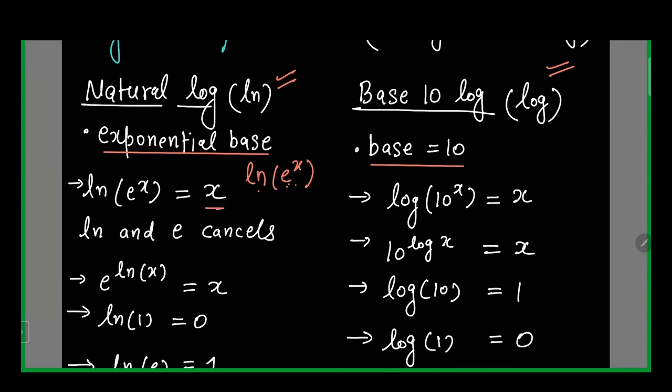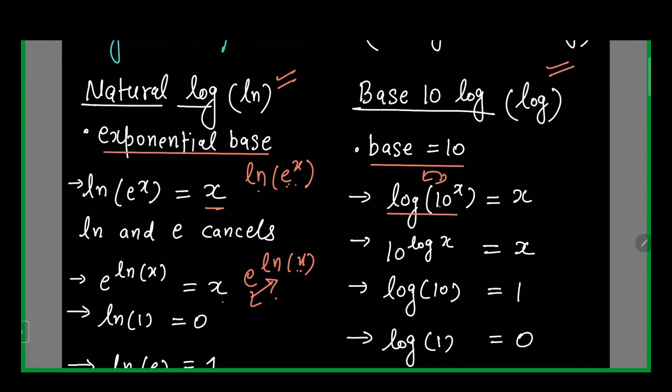You can even do the reverse. If you do e raised to ln x, your e and ln will cancel out and what you will be left with is x. So ln and e cancel each other. Similarly, you can see it in base 10. Now, instead of e, if your base is 10 and you do 10 raised to log x, then log and 10 will cancel each other because the base is 10.